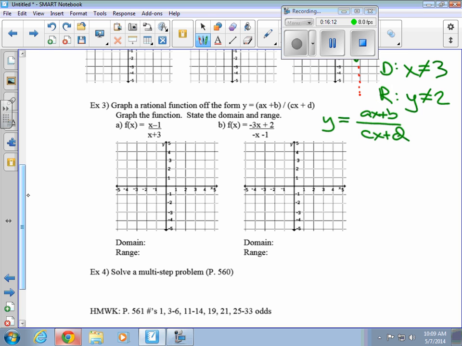Okay, now we're going to do the same thing. The vertical asymptote is going to be what? If we look at this example, first example A. What's your vertical asymptote?